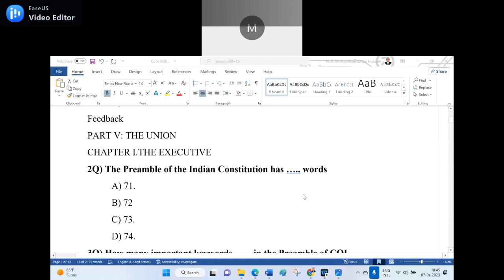Second question. The Preamble of the Indian Constitution has dash words. A, 71, B, 72, C, 73, D, 74. 72, sir. 73, sir. The right answer is 73. 73 words are there in the Preamble. Of course, I did not ask you which case law said the Preamble is the part of the Constitution and which said it is not the part of the Constitution. These are all the old questions. Is it clear? Say yes.